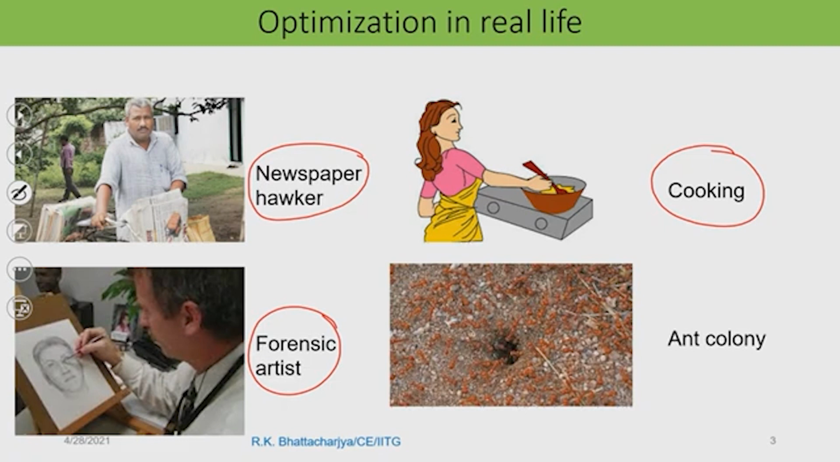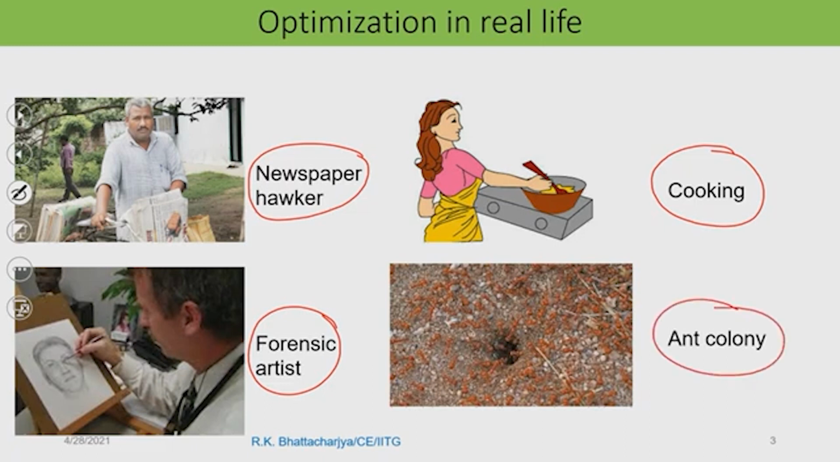Then after some iterations you will see that he has constructed the face of the criminal. So, what is the objective function here? The objective function is to maximize the similarity between his drawing and the criminal's face, basically. With some iterations he will be able to do that, and he is also solving an optimization model.